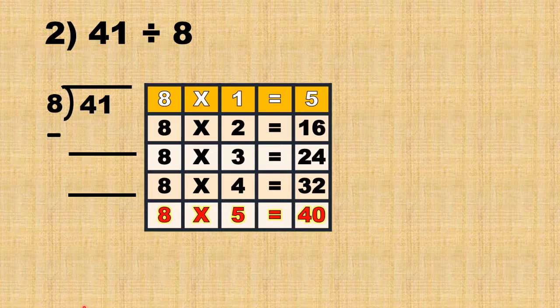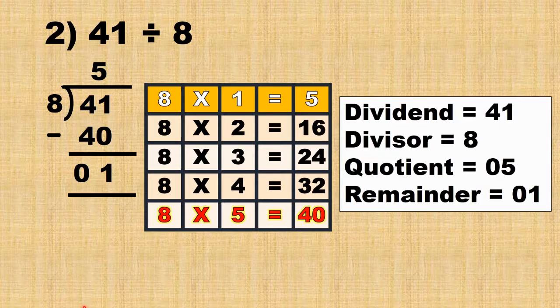As we know, 8 multiplied by 5 is equal to 40. We write 5 in the ones place and the number 40 under 41. So finally subtract 40 from 41. So we got remainder 1 and write it in the ones column. Now students, here 41 is the dividend, 8 is the divisor, 5 is the quotient and 1 is the remainder. So students, it's very easy to solve division. I hope you understood.